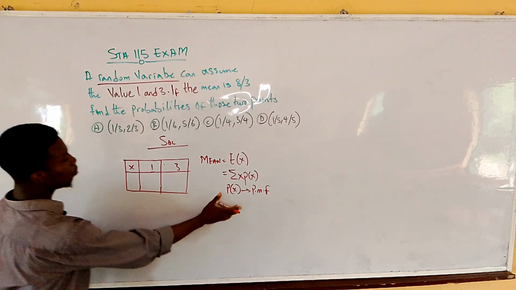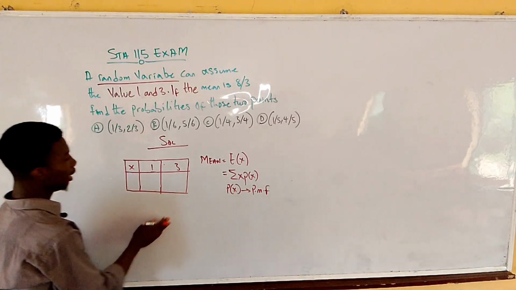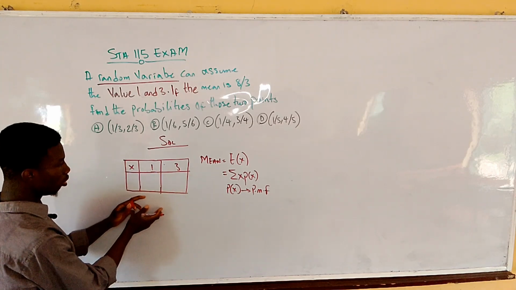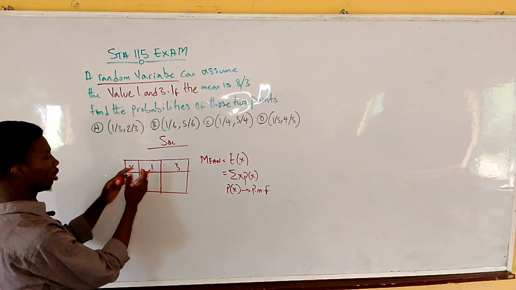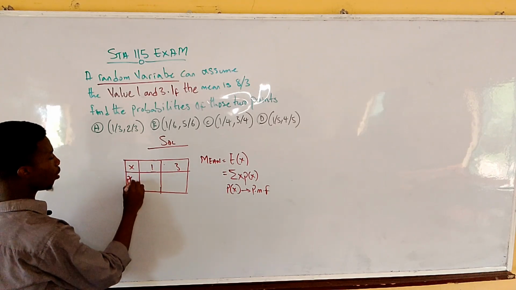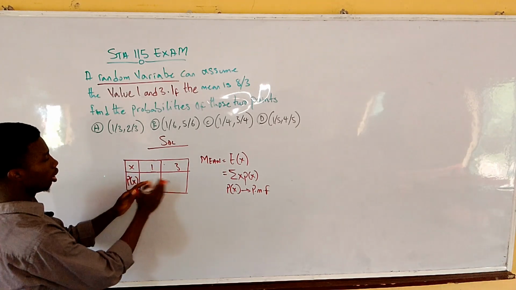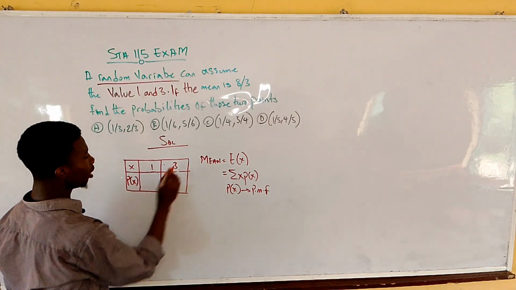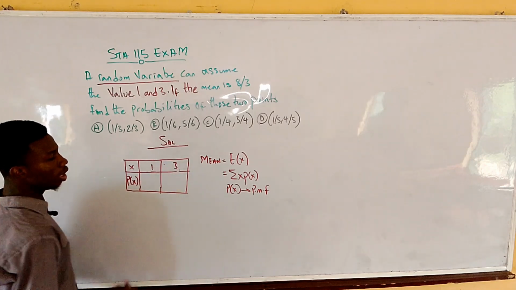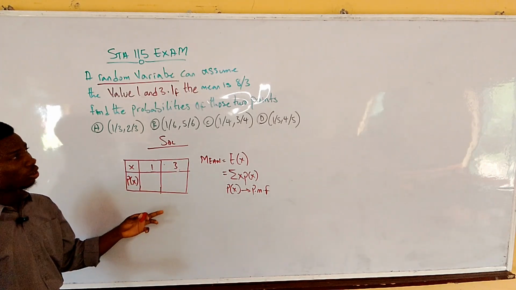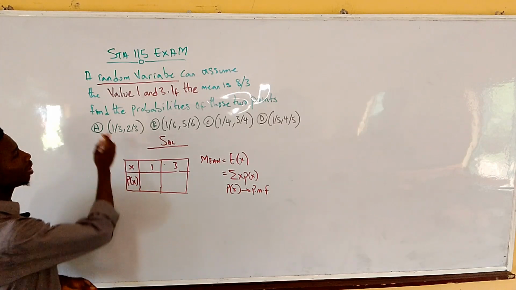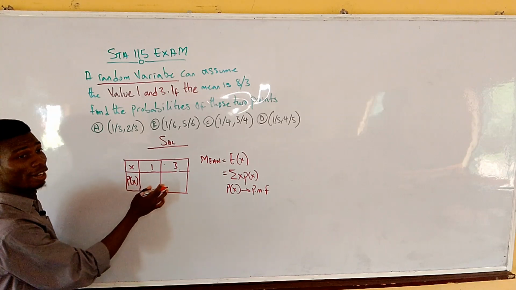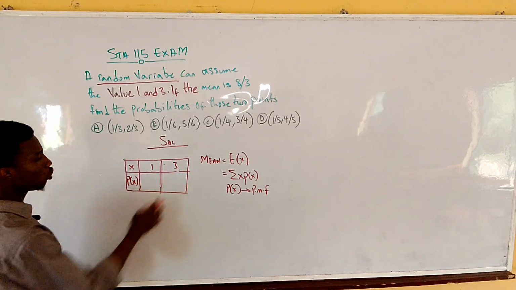Now, this P of x, your probability mass function, is the probability of the values of each random variable. There is a probability value for this value 1, and there is a probability value for this value 3. Now, we don't know the probability values. That is what the question is asking us for. The question is saying, find the probabilities of those 2 points. That is the probability value of 1 and the probability value of value 3. Now, we don't know these two.